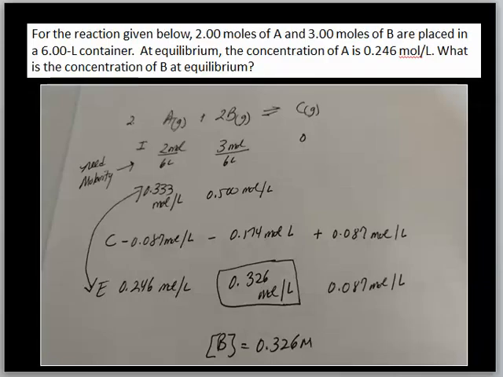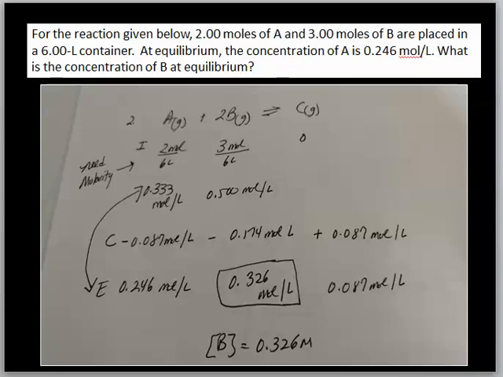The second problem is putting in the values that you have initially, and then they give you an equilibrium value. So the first thing you have to do is make sure that you have converted those moles of A and B into molarity. So you've got 2 moles of A, 3 moles of B, divide by the 6-liter container, gives you 0.333 moles per liter of A and 0.500 moles per liter of B. Of course, you have no C.